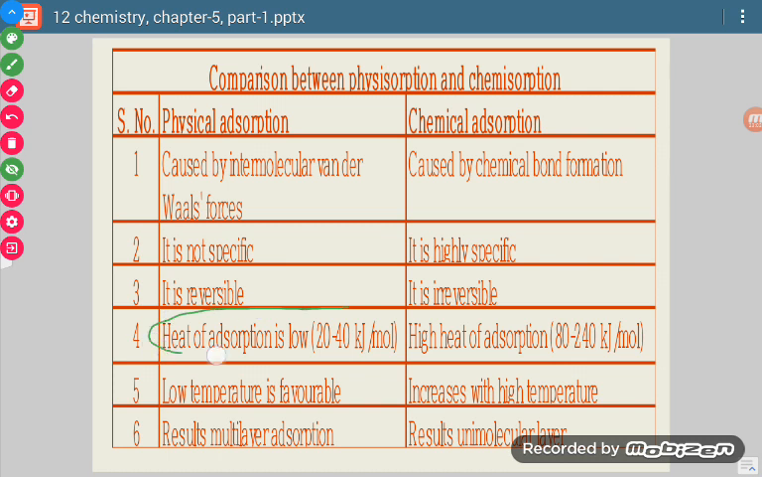Now, enthalpy of adsorption is 20 to 40 kilojoule per mole in case of physisorption, but in case of chemisorption it is more than that. Here it is given as 80 to 240 kilojoule per mole, but in some books it is written as 200 to 400 kilojoule per mole. So even if you write 200 to 400 kilojoules, it is also correct.